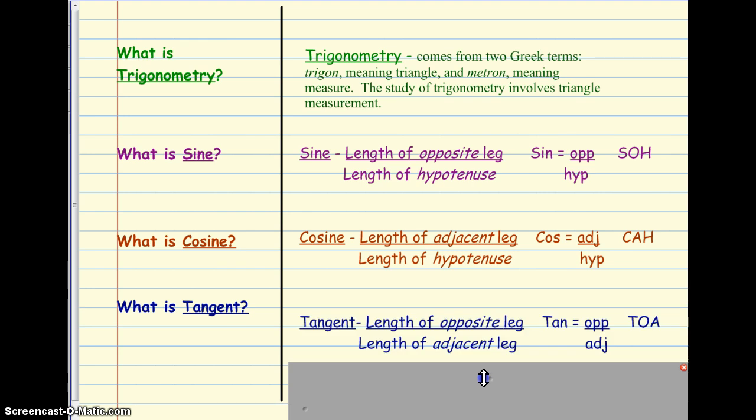What is tangent? Tangent is the length of the opposite leg divided by the length of the adjacent leg. Tangent is abbreviated to TAN, which is the opposite divided by the adjacent. And we say this as TOA.